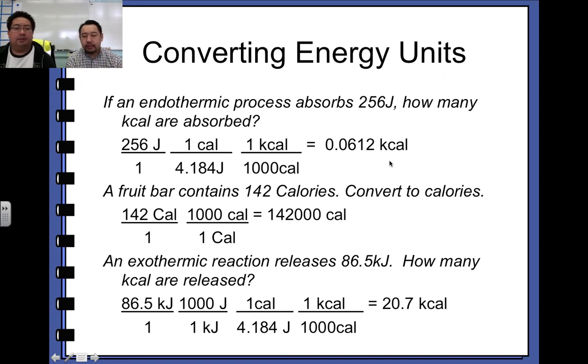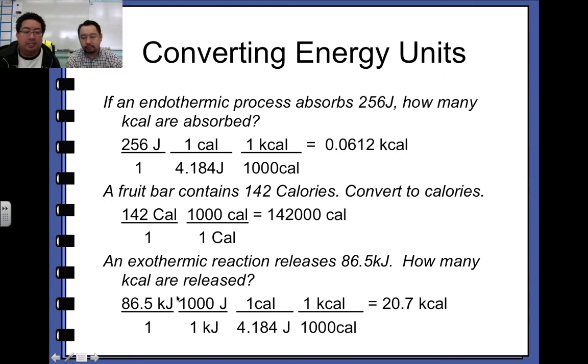Right. So we can use this process to find out how much energy is in, for instance, a fruit bar that's labeled as having 142 calories, nutritional calories. So you have your 142 food calories, and we know that there are 1,000 regular calories per 1 nutritional Calorie, and so you are able to cancel out the nutritional Calorie unit, multiply across with just the numbers, and you get 142,000 normal calories.